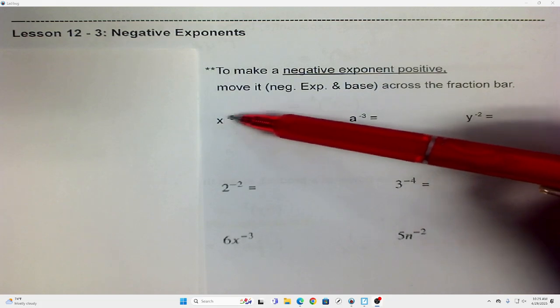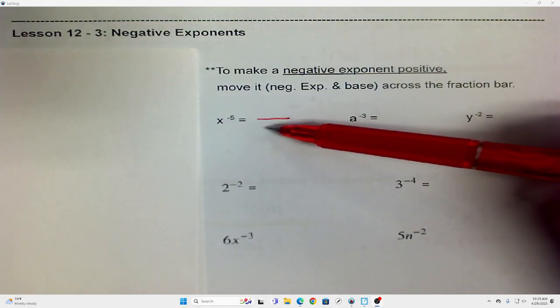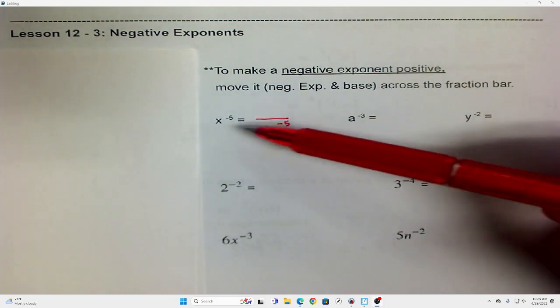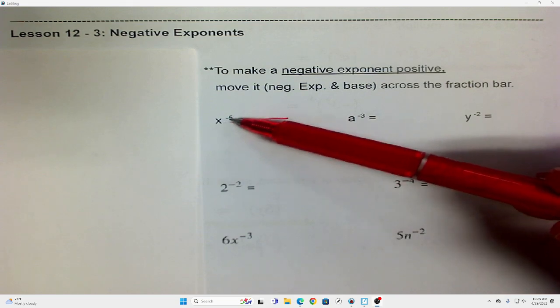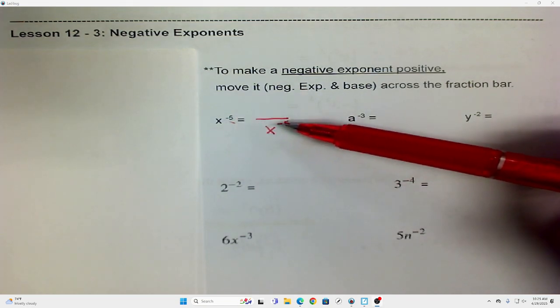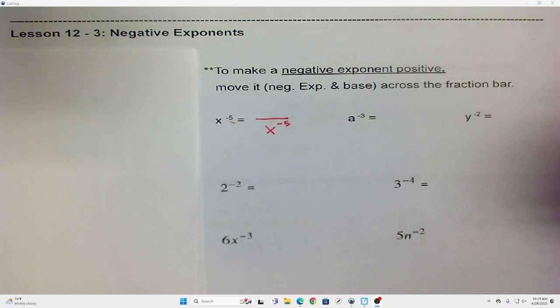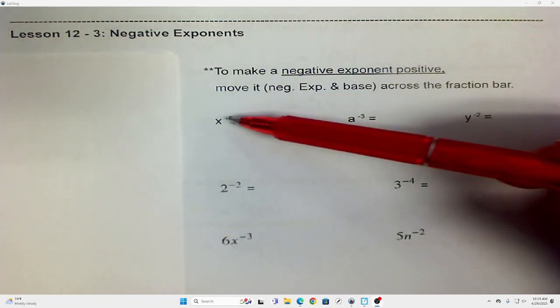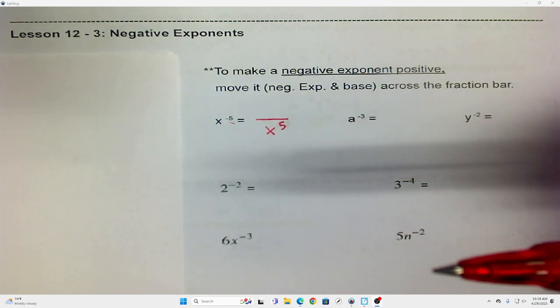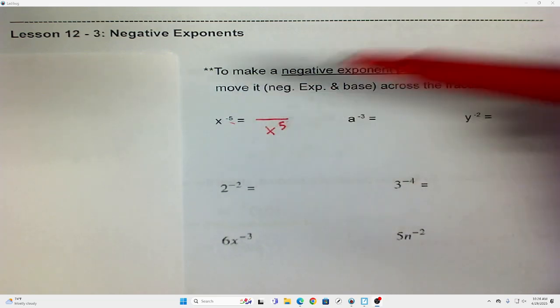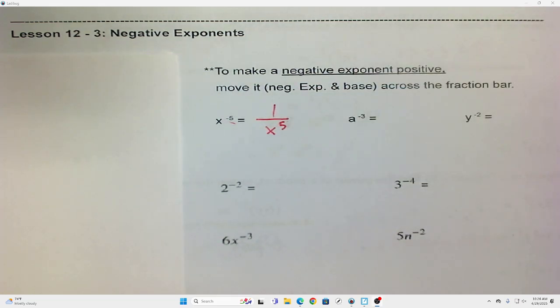Move the base and its variable below it. But the problem is that we don't want it to be a negative exponent. So if it was a negative exponent here, when you move it down here, just take the negative sign off. That's all you have to do. So x to the negative fifth becomes x to the fifth on the bottom part of the fraction. And if there's nothing left upstairs, just put a 1.